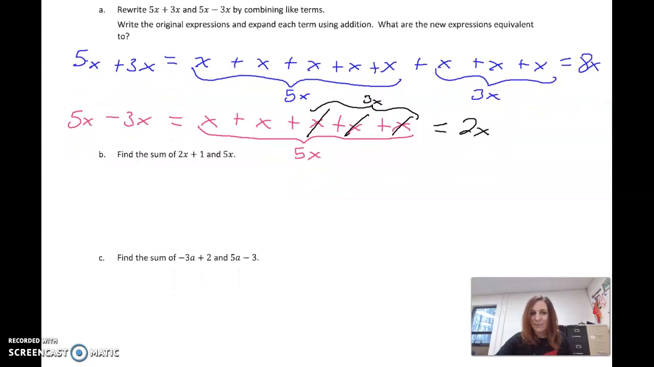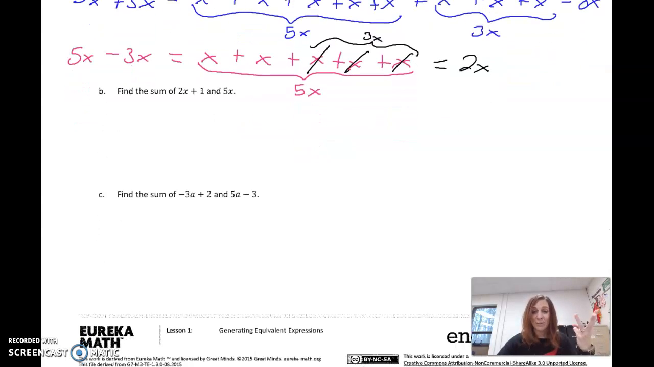Now taking it to the next step. Now we're just not expanding them. Okay? We're not going to expand them anymore. We're going to perform some operations. And again, operations are adding, subtracting, multiplying, dividing. Find the sum. Sum means to add. It's the solution to an addition problem. So if I know I'm adding, come down here and put a plus.